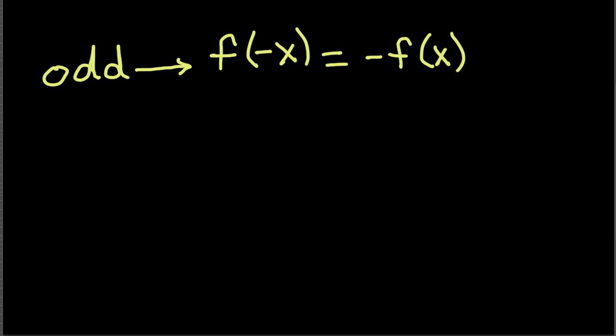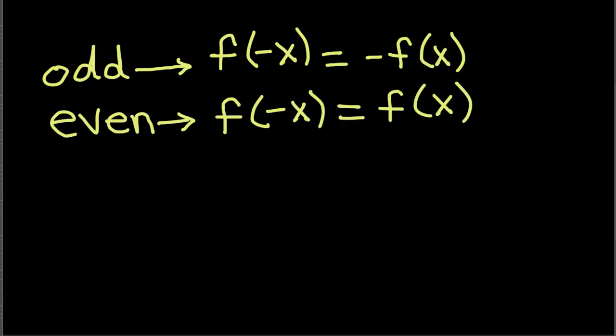By definition, a function is odd if f of negative x is equal to negative f of x. And it's even if f of negative x is equal to f of x. Now what in the world does all of that mean? Let's take a look at an example and we'll figure it out.